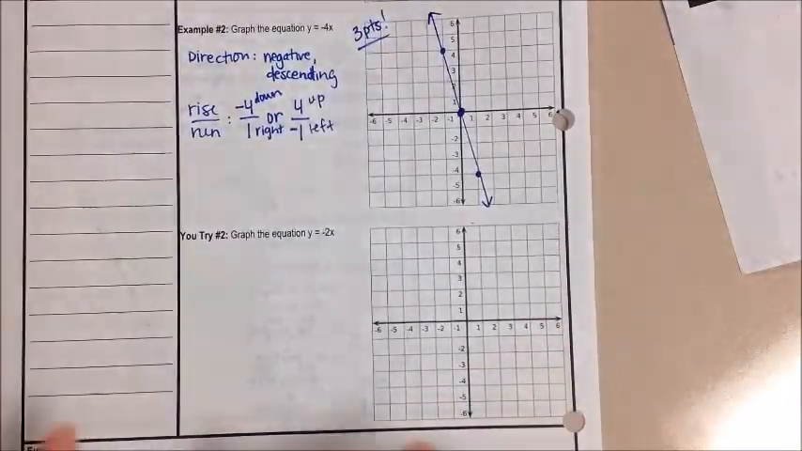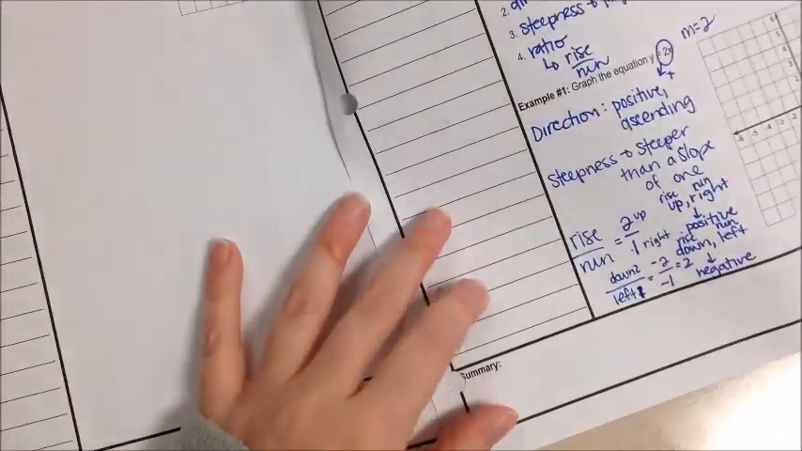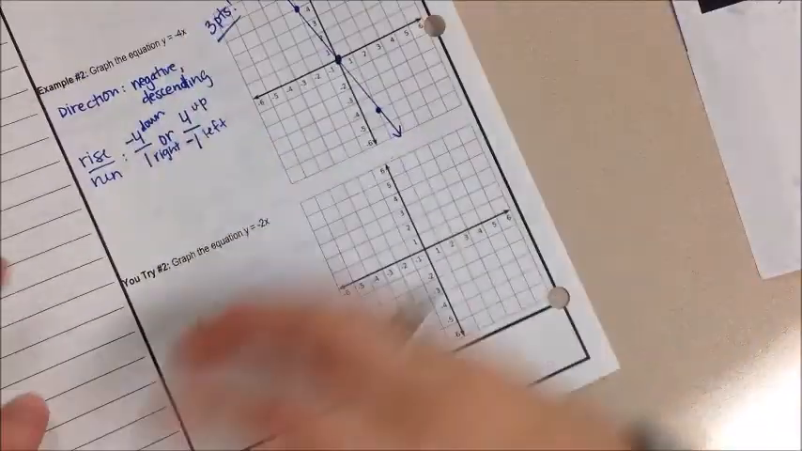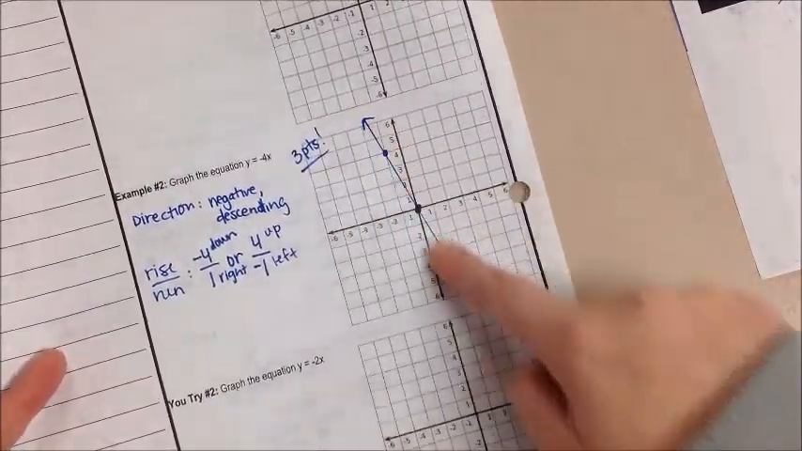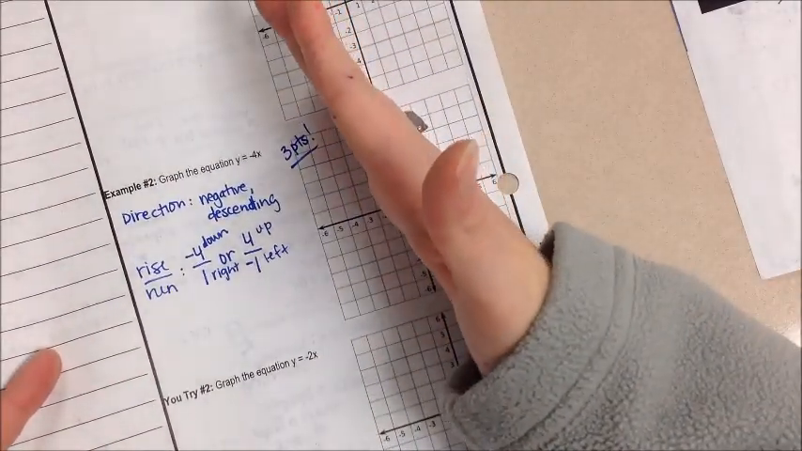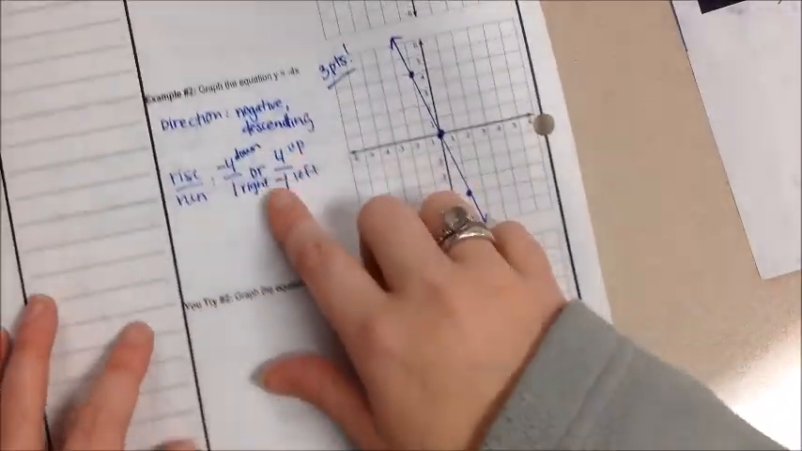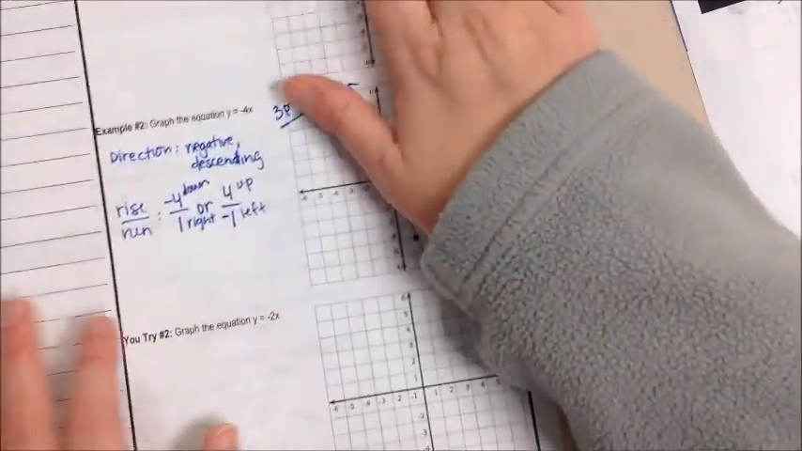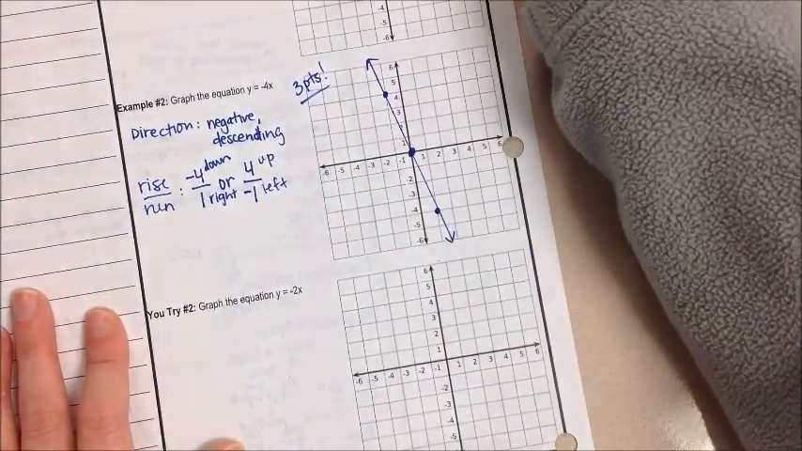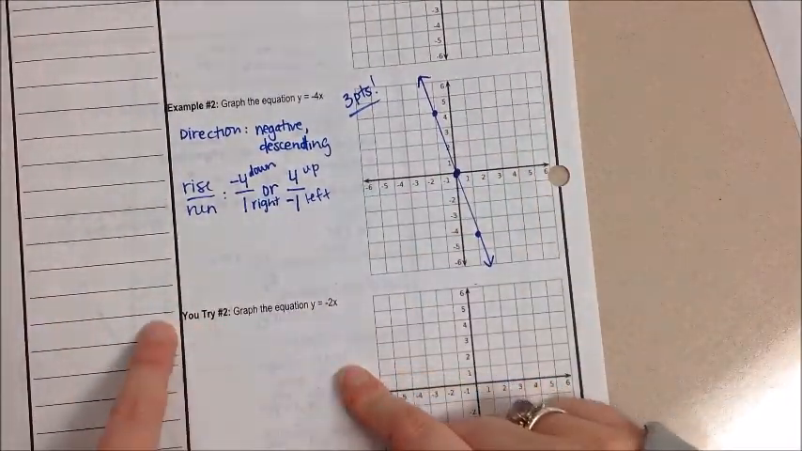Okay, now if you look at this line compared to this one, you notice how it's a little bit steeper, okay? Even though it's a negative slope, it's more steep than this one because the absolute value of -4 is 4. So it's going to be steeper than a line with the slope of 2, okay? Okay, so go ahead and do the U-try.